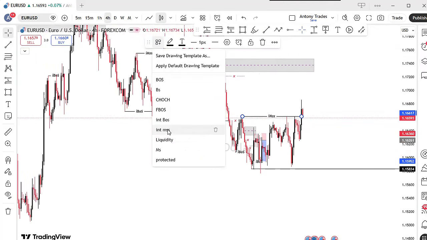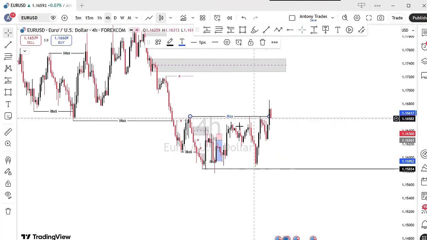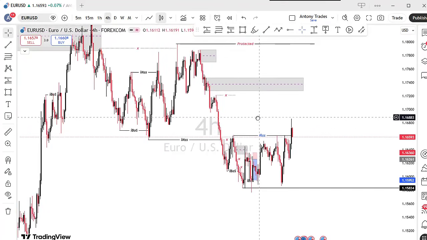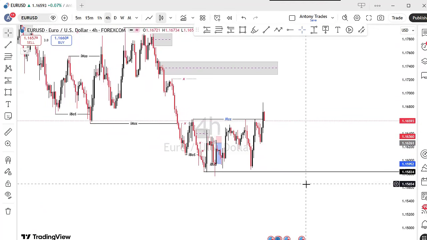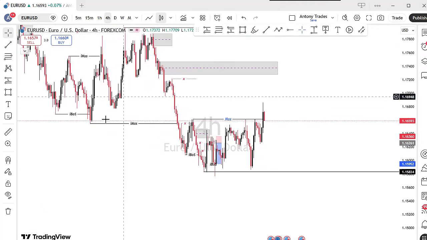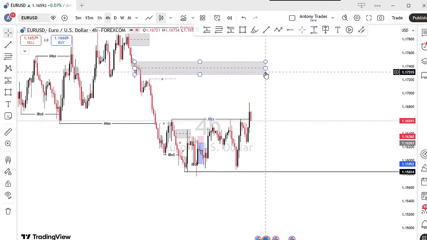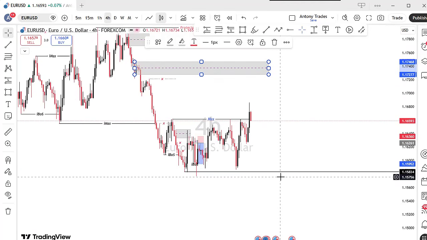Let me just use a different color. This internal change of character here does not mean the trend of the market has shifted. No, this is just to facilitate this 4 hour swing pullback. So once this pullback is over, the market is gonna drop down because the trend is bearish. Okay, so this is just to facilitate the pullback for the market to come to this point of interest, and then we continue selling to the downside.